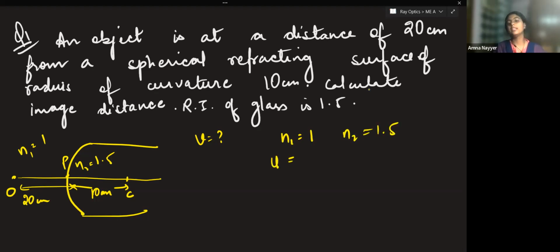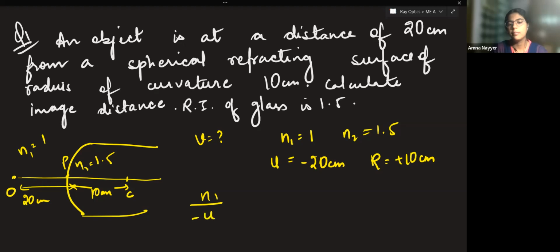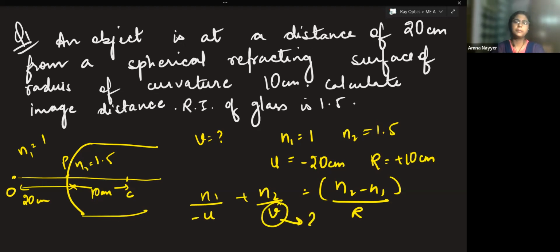Object is kept in front of the refracting surface, so u will become minus 20 centimeter. Whereas the radius of curvature is behind the refracting surface, so radius of curvature will become plus 10 centimeters. Use the equation that we had derived in the last class. This equation was n1 by minus u plus n2 by v is equal to n2 minus n1 divided by R. Put in everything. See what value of v you are obtaining. It's a formula-based question only. Send me your answers in the chat box, then we'll discuss it. Try to answer by yourself.